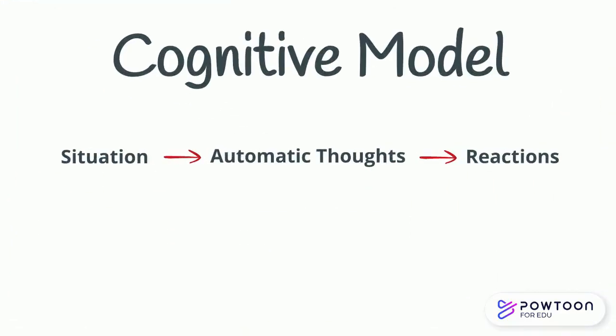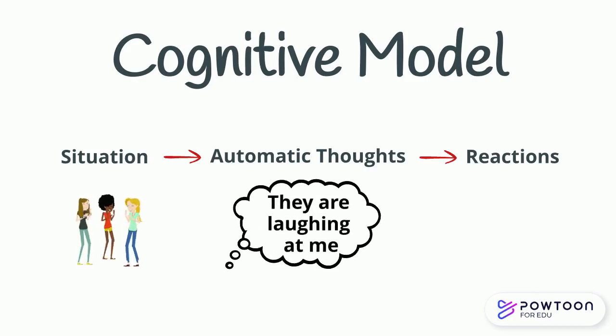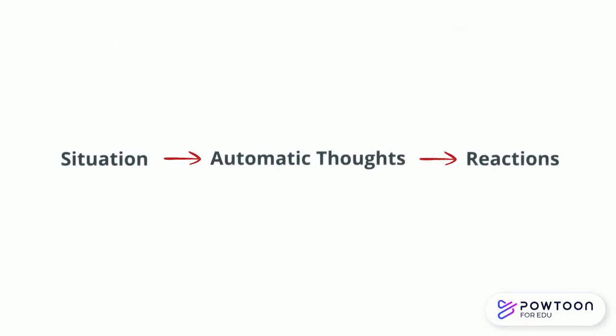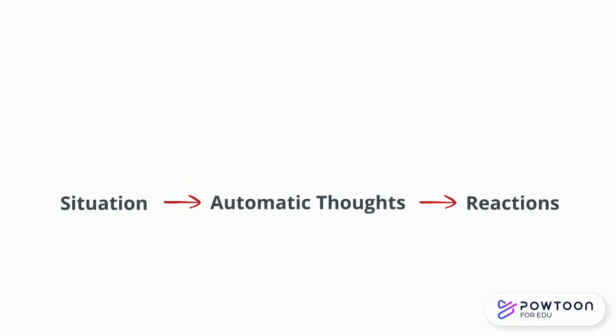And so, to review, situations precede automatic thoughts, and thoughts influence emotions. In this case, the situation is girls laughing in the hallway. The automatic thought is they're laughing at me, and then the emotion is sadness. Now, you might be thinking that there has to be something else that influences automatic thoughts, and you're correct. Automatic thoughts are also influenced by our beliefs.